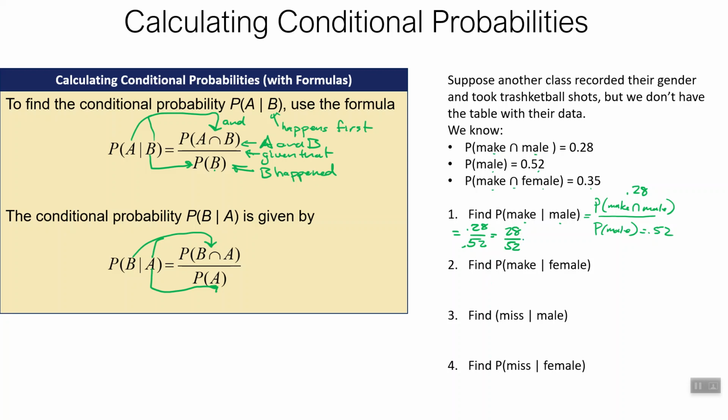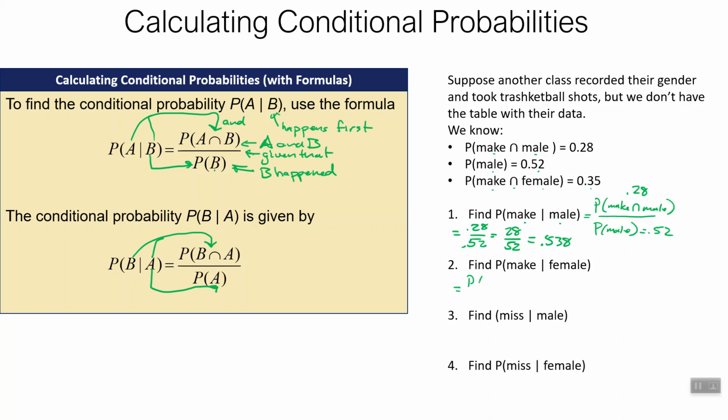We could also just divide that if we wanted to and get a decimal answer. 28 divided by 52 on my handy calculator is 0.538. So that means the males made about 53.8% of their shots in total. Not bad.